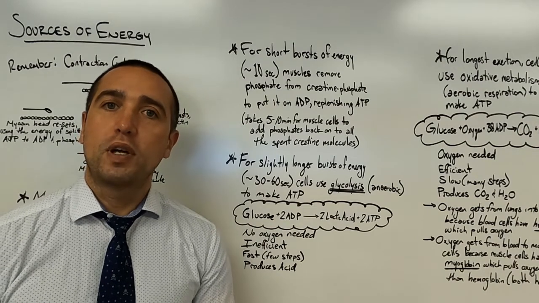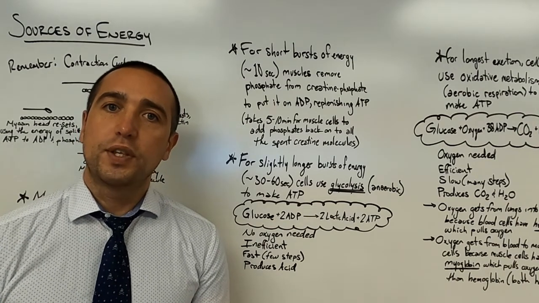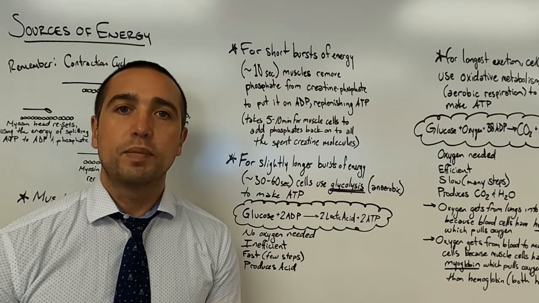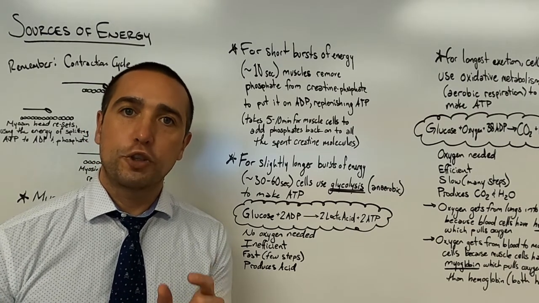If you need an exertion for longer than 10 seconds, what your cell can do is anaerobic respiration or glycolytic metabolism. Glycolytic means sugar splitting.